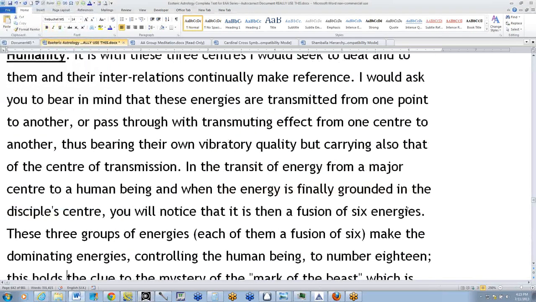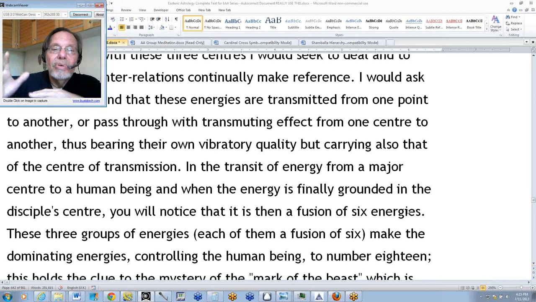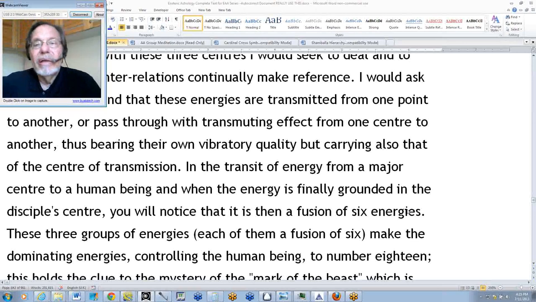I would ask you to bear in mind that these energies are transmitted from one point to another. What is a point in this case, after all? It's the center of such a being. It's not a true metaphysical point, but we let that pass, because even though we have the concept of a point, what is it really in reality? These energies are transmitted from one point to another, or passed through with transmuting effect from one center to another, thus bearing their own vibratory quality, but carrying also that of the center of transmission. So there's a leapfrogging here, or a piggybacking, let's say, where one energy tends to ride upon another and be transmitted by a carrier energy.